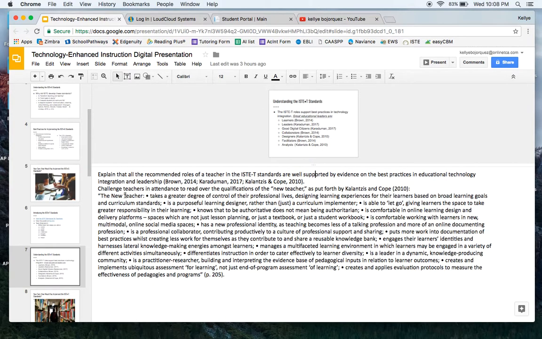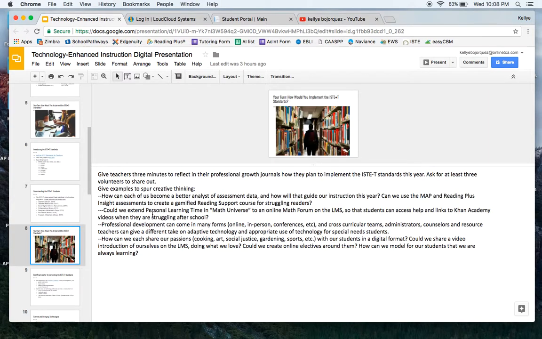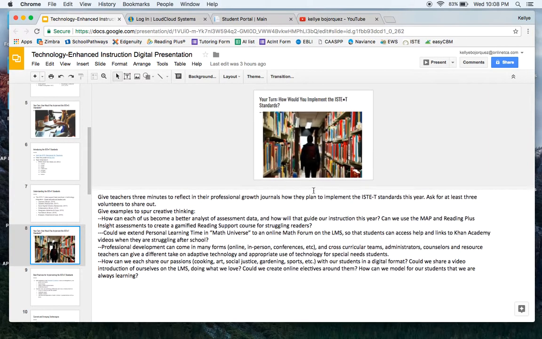go through the elements of the new teacher according to Kalantzis and Cope in their 2010 study. It's a fantastic list of 21st century teacher qualities. Really neat. And then another breakout session here.